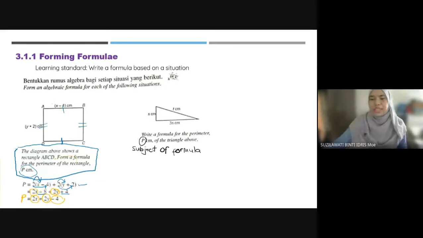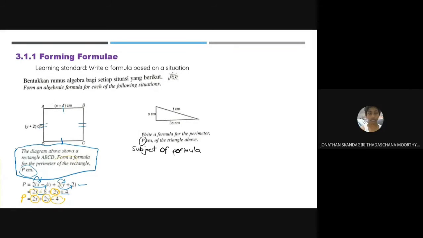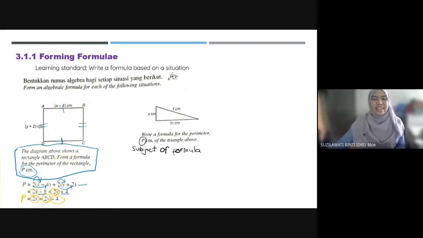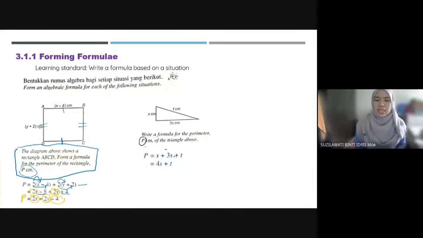Faster. Ini ni kacang ni tau. P equals 3S plus S plus. Okay. Congrats. Betul. Tepat sekali. So, the subject of formula here is P equal, tapi tak habis tu kamu jawab tu. P equal S plus 3S plus 3 plus T. Here, S. This one is S. This one is TCM. This one is 3S.